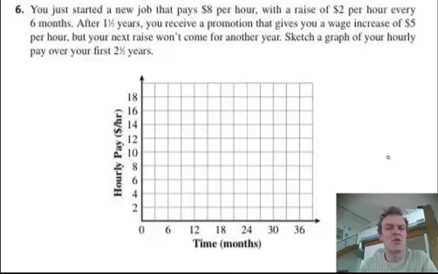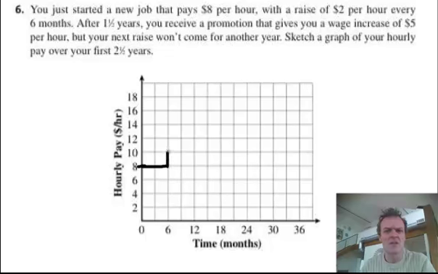You started a new job that pays $8 an hour. Well, here it is. Here's $8 an hour. Now you get a raise every 6 months. Which means you're still at $8 for the first 6 months, okay? After 6 months, you get a $2 an hour increase.